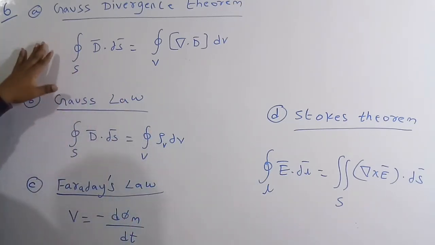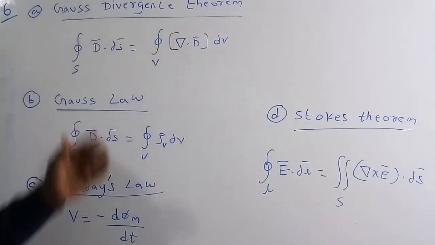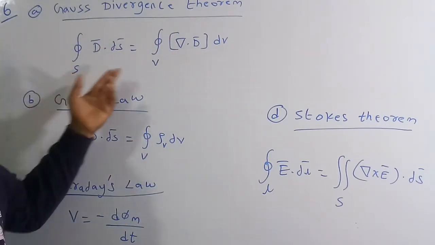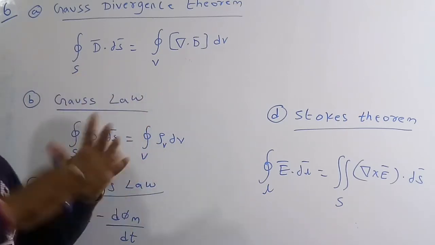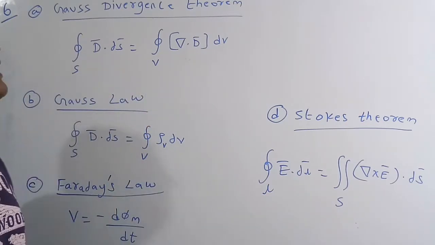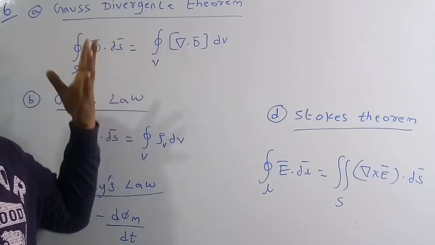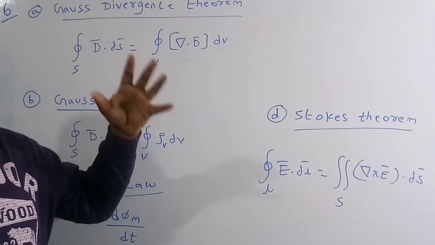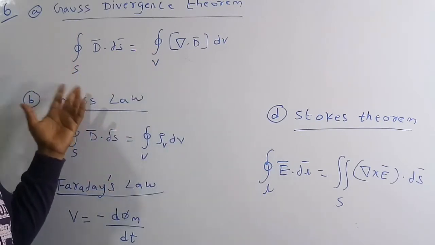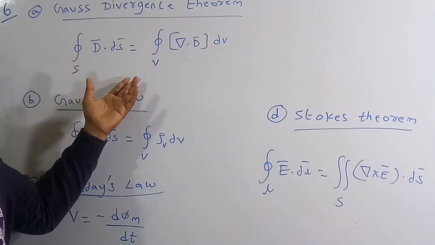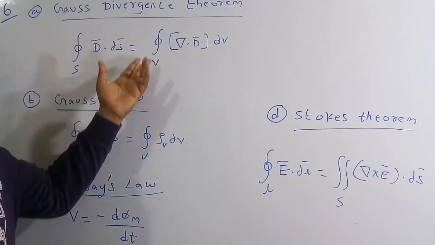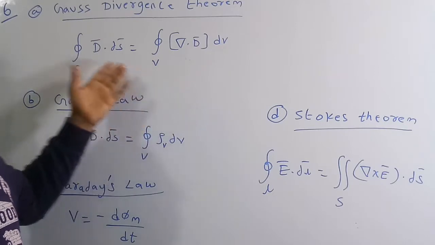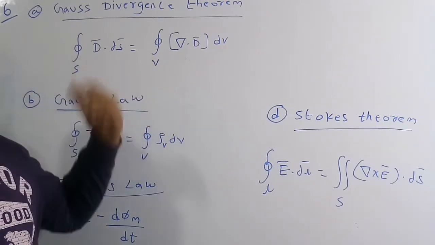The first option is the Gauss divergence theorem. The Gauss divergence theorem relates a closed surface integral with a volume integral, because a closed surface can only enclose a volume. So it gives a relationship between a closed surface and a volume. The closed surface integral of D bar dot ds bar is equal to the volume integral of the divergence of D bar into dv. This is the relation between a surface integral and a volume integral.